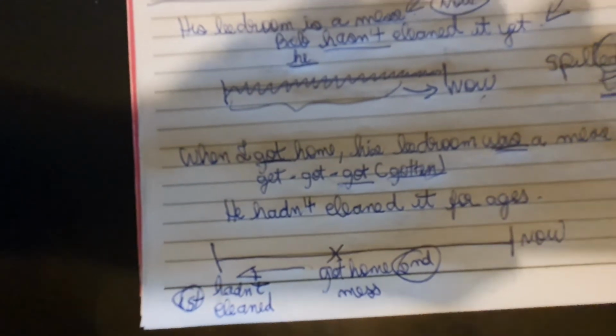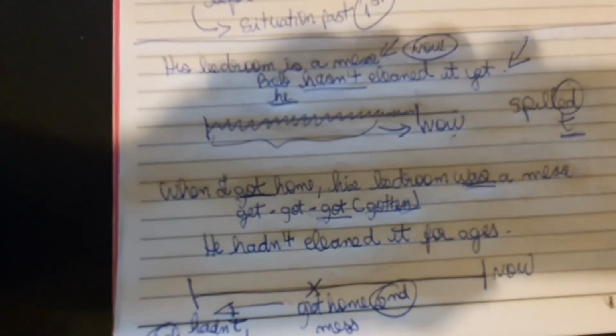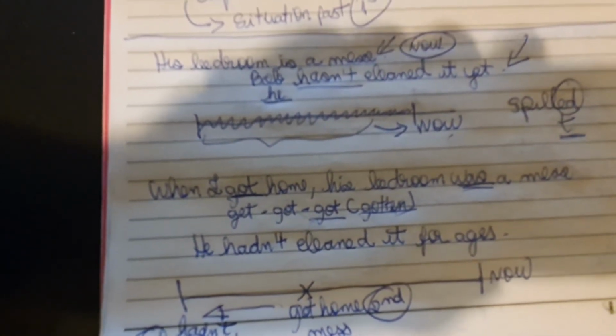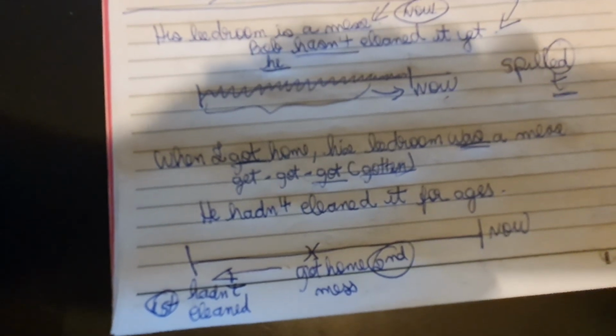Okay? So that's it for our first part. In the next lesson, we'll see two more examples of this, and then we go forth to the past perfect continuous.